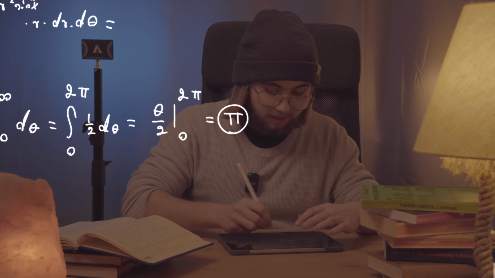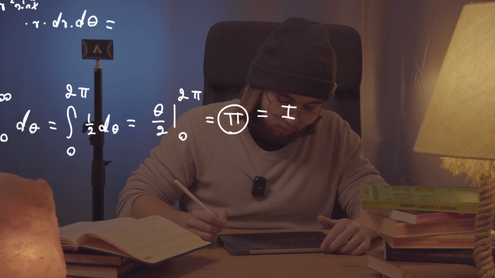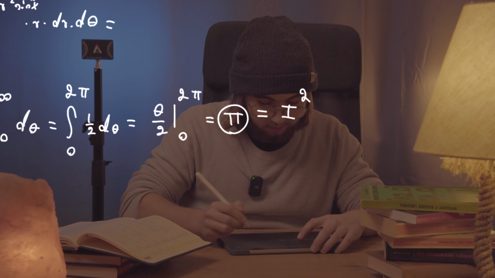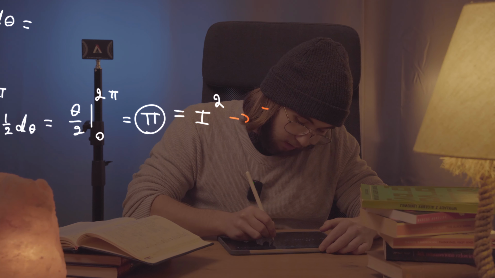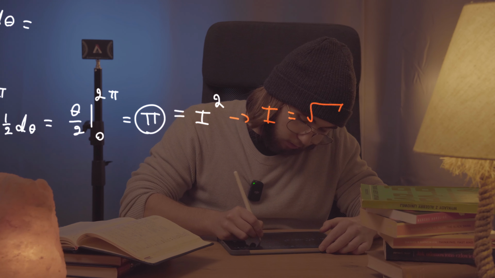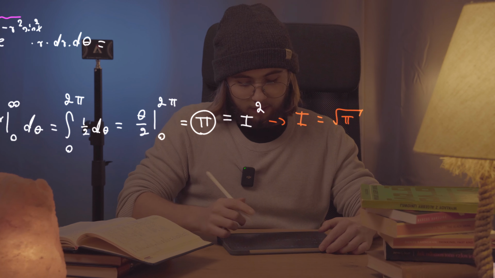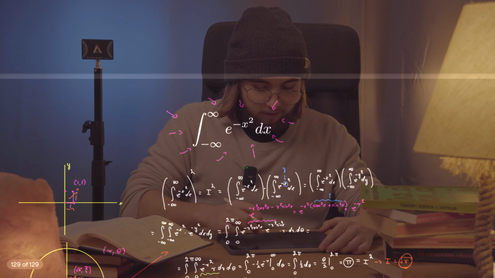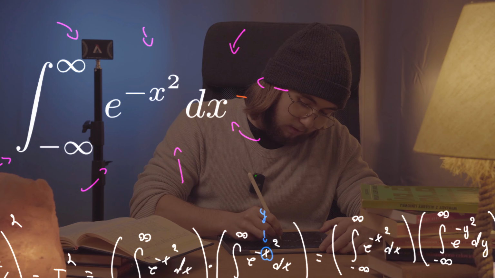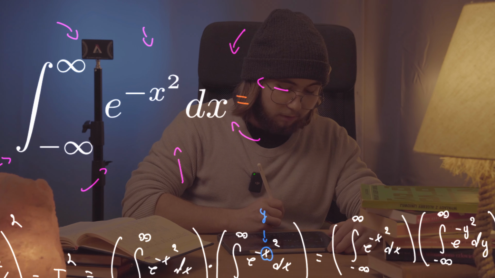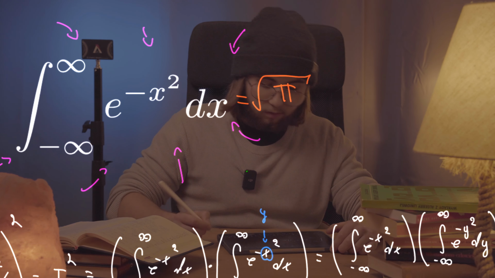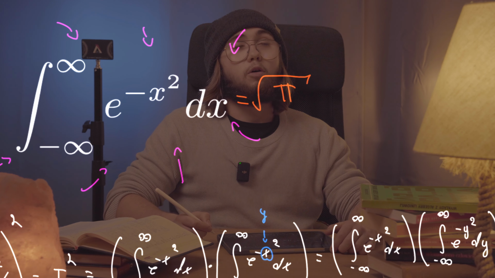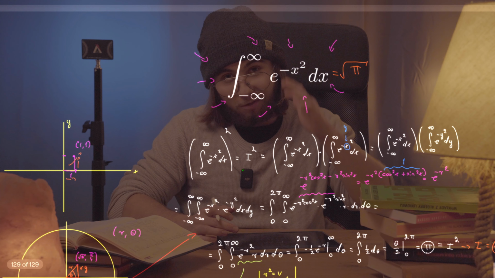And so we see that our original integral squared is equal to pi, and so this means that our original integral, not squared anymore, is going to be equal to the square root of pi. And so we see that this is the answer to our problem. The integral from negative infinity up to infinity of e to the negative x squared dx is going to be equal to, let me clear out those arrows, square root of pi. Oh man. So once again, what did we do here?